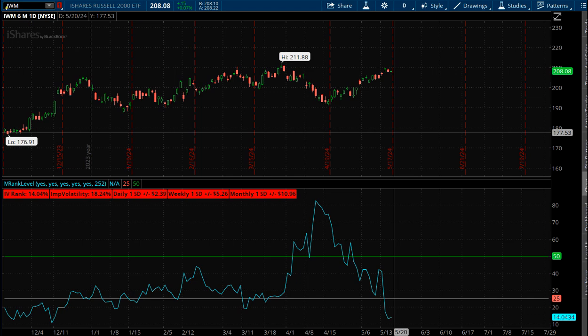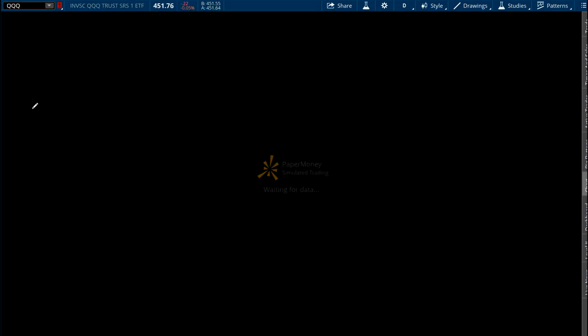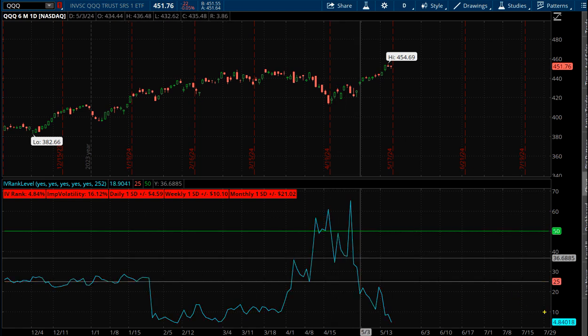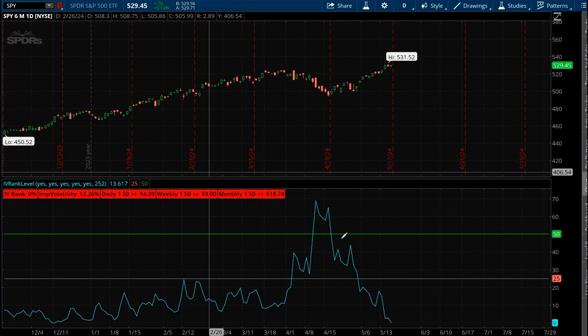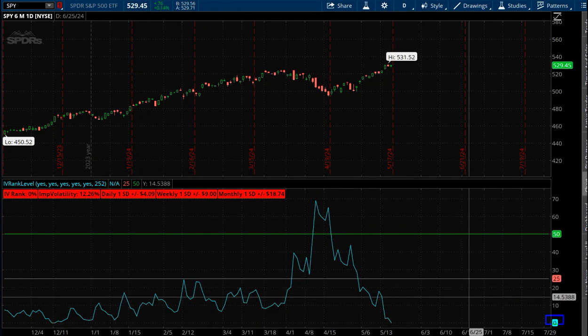So if I look here at the IWM, you can see right here the volatility is 14. So just remember this number. So the IWM is at 14. If I go to the NASDAQ, you can see this is at 4 down here. And if I go to the S&P 500, wow, look at that, 0. Can't get much lower than 0, right? So out of all these three indices, the SPY has the lowest volatility, and we're looking to buy verticals.